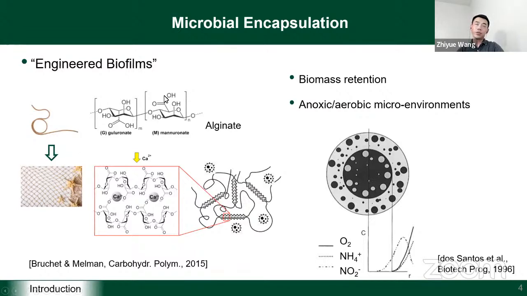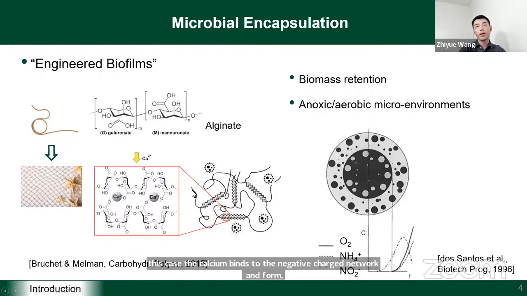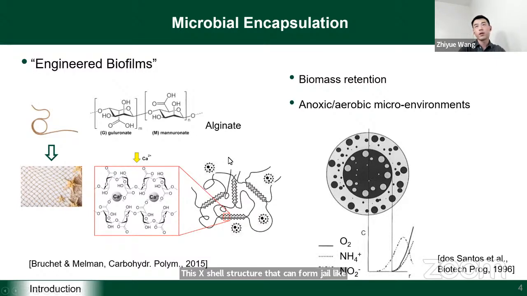In this case, I'm showing alginate as the encapsulant. Alginate also has this linear structure that's similar to a rope, with repeating units of sugars inside. When we add calcium to it, the calcium cations act as nodes to bind these linear polymers together. The calcium binds to the negatively charged network and forms this eggshell structure that can form a gel-like material. And this process is called cross-linking.